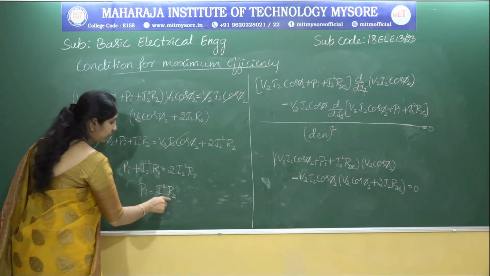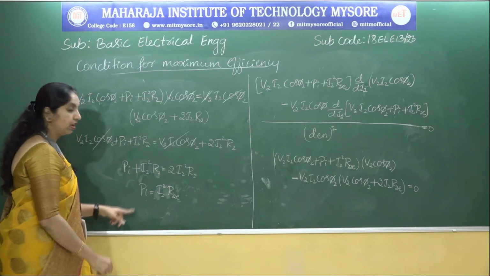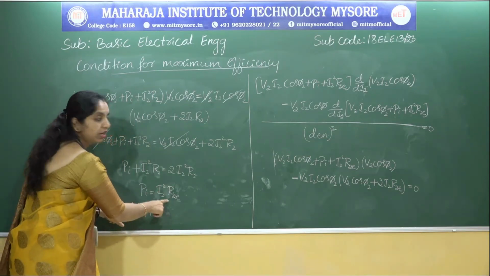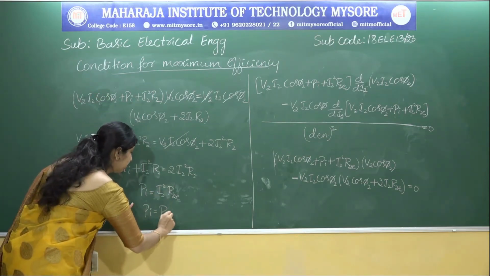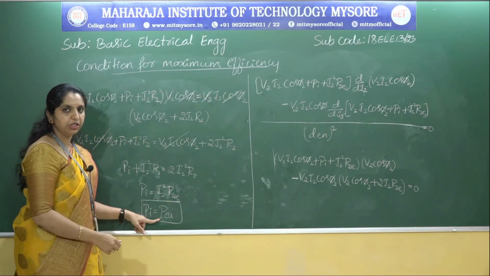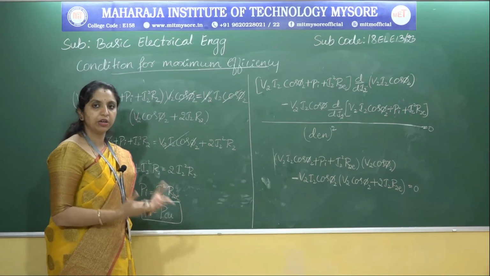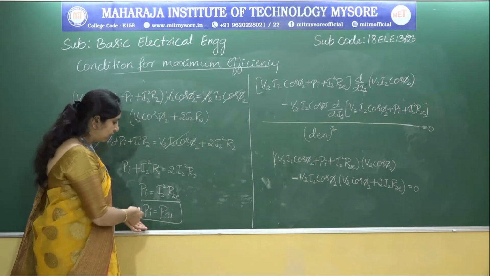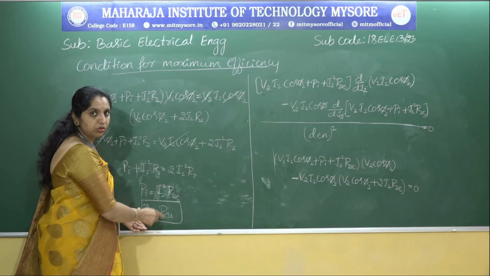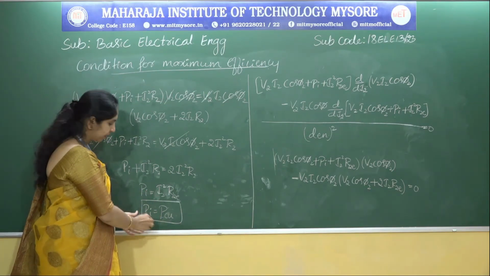Right? As I have already told you, we can write only R2 or R2E. So both are same. So now finally what we have obtained? Pi is equal to I2 square into R2E. I2 square into R2E is nothing but PCU, right? So this is for PCU. So now what is the condition for maximum efficiency? The condition must be Pi is equal to PCU. So when do we get the maximum efficiency? When Pi is equal to PCU.